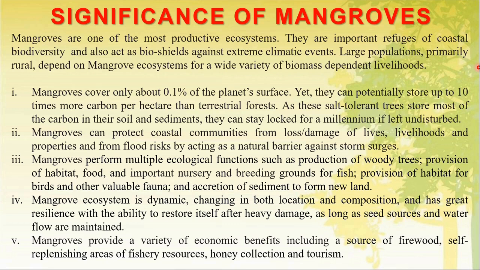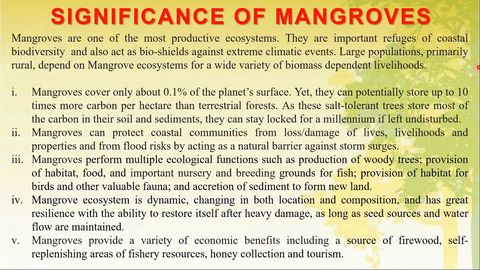If I jot down the significance of mangroves, the first thing is mangroves can store potentially large amounts of carbon from the atmosphere. Mangroves cover only about 0.1% of the planet's surface, yet they can potentially store up to 10 times more carbon per hectare than terrestrial forests. As these salt-tolerant trees store most of the carbon in their soil and sediment, it can stay locked for a millennium if left undisturbed. So this is a very important thing for mitigating the global temperature rise or climate change.